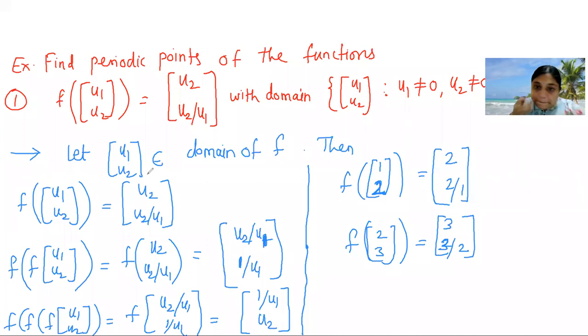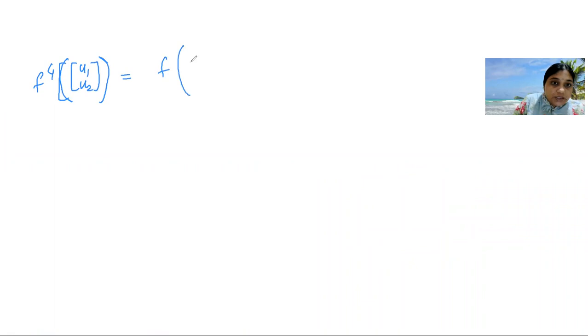So now this is my f3. Still I am not getting u1, u2 here. So what I will do here is find f4 of u1, u2. So what is f4 of u1, u2? It is f of f3. What is f3? It is 1 upon u1 and u2.